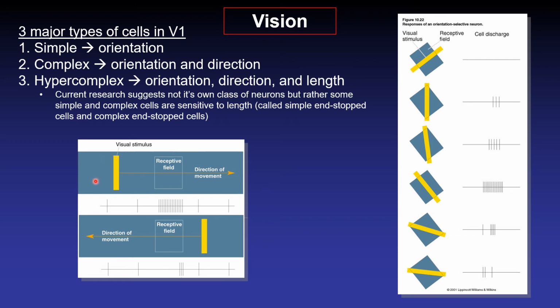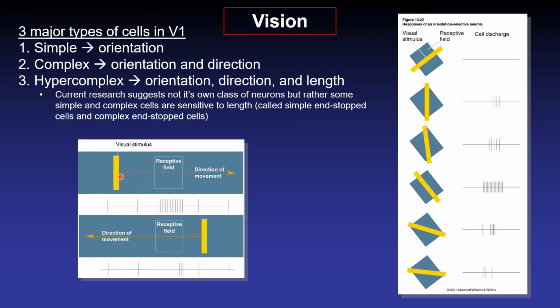This image on the left is trying to describe what happens in complex cells. They also care about the orientation of the line, and in this example, we're going to just assume we've got a neuron that likes a 90-degree vertical orientation. It's not enough for that line to be of perpendicular orientation. It needs to be moving in a direction from left to right.